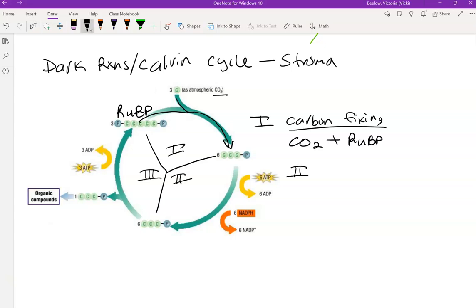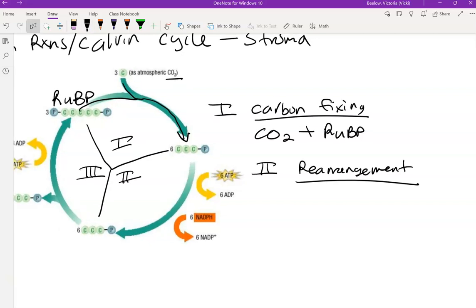In the second step, we call this rearrangement. Technically, it's called reduction, but just because we don't really get in depth with chemistry in this class, and reduction sounds like you're losing things, when in chemistry it means something else, we're just going to call this rearrangement. It's just chemical reactions. So now we are going to use that ATP and NADPH from the light reactions.